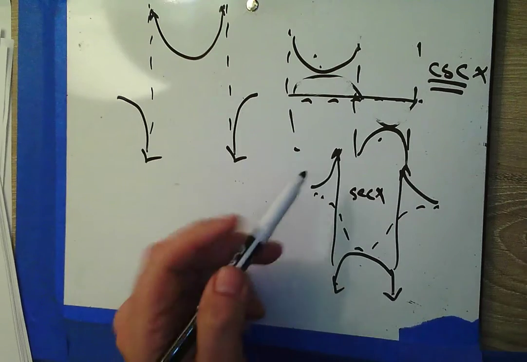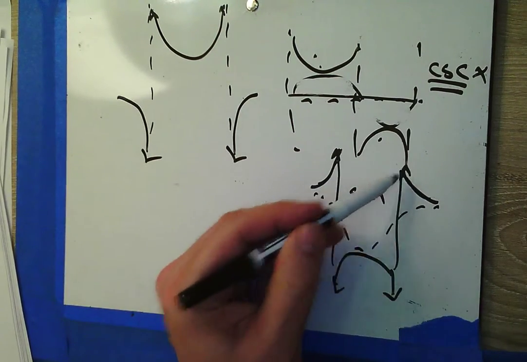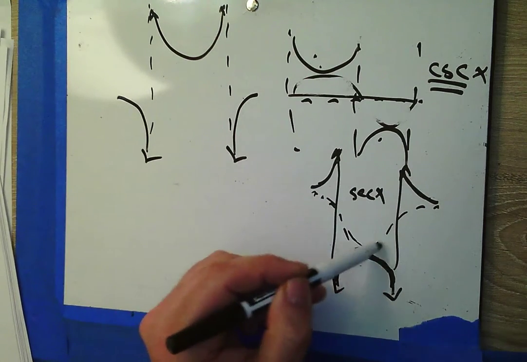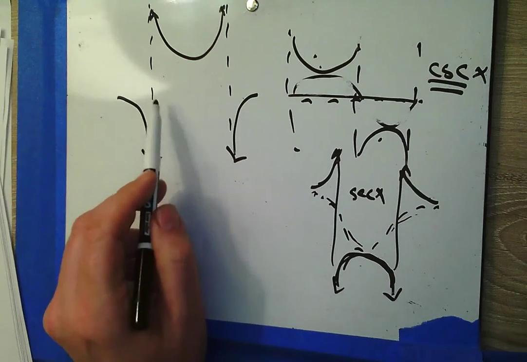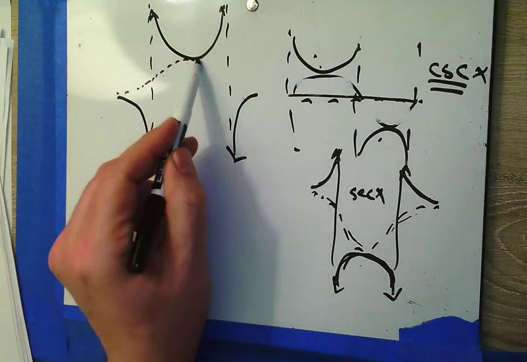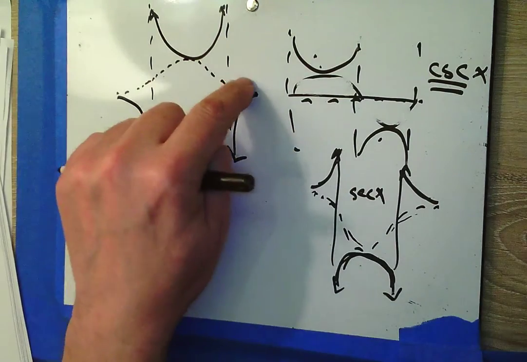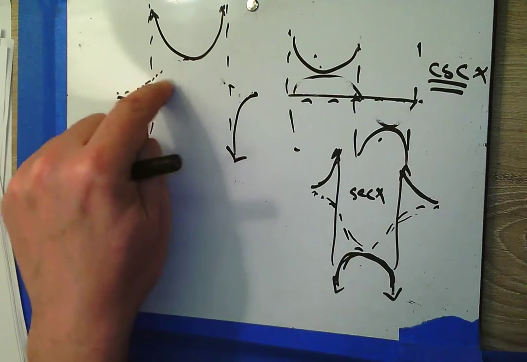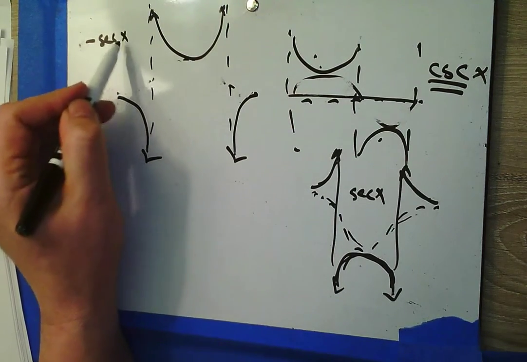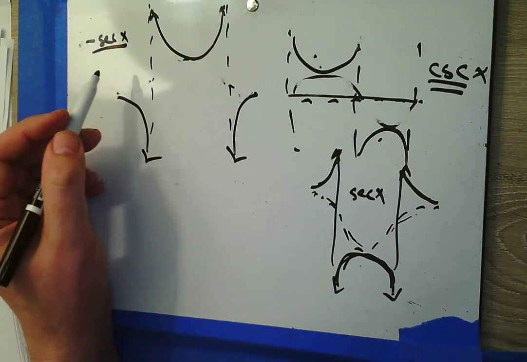Now, please notice this secant graph, though, how this goes up and this goes up and the middle one goes down, because that's what cosine is doing. That's not what ours is doing. Ours looks like negative cosine. So this is a negative secant graph we're writing the equation for. Negative secant x.